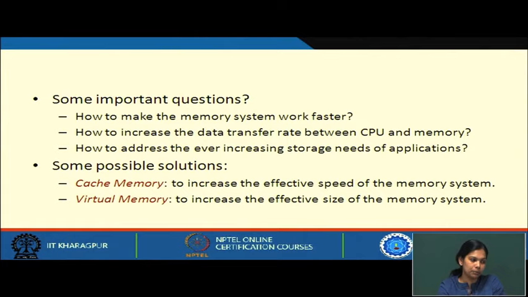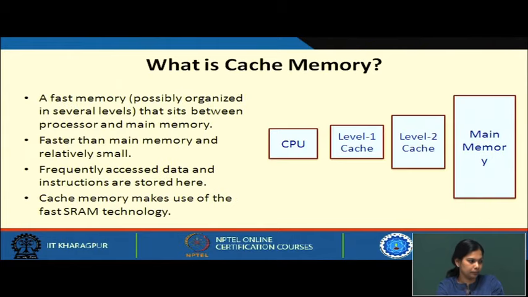And what virtual memory does is increase the effective size of the memory system. So, we will be looking into these in some detail in the later part of this week.